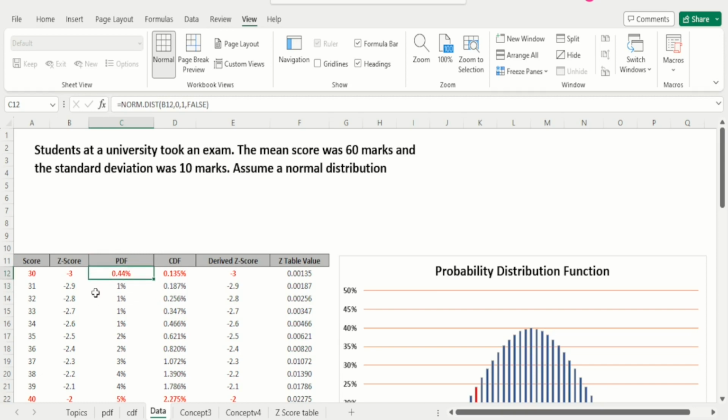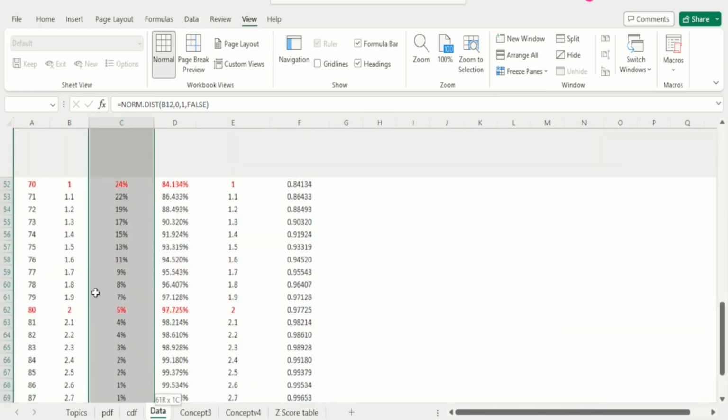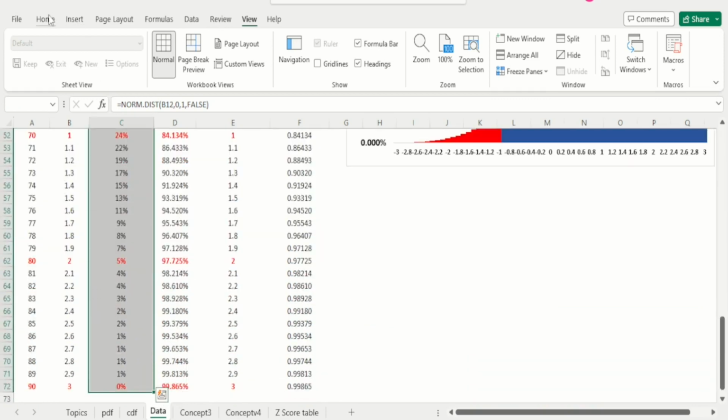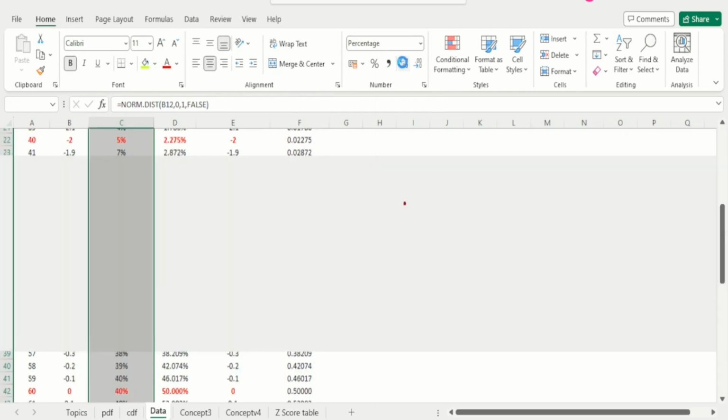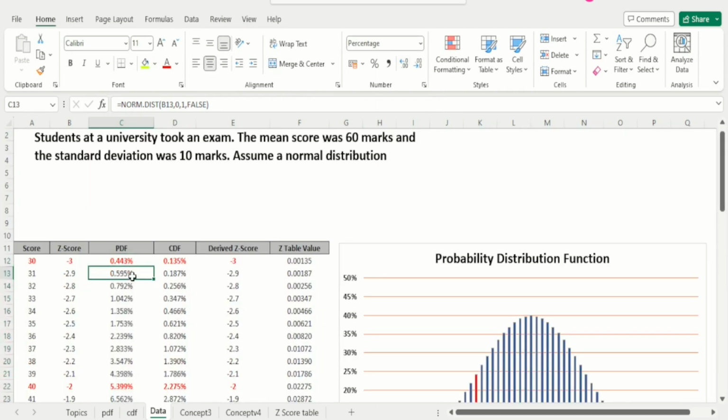So having said that, when we use the Norm.dist function to generate these values, this is what you get. Remember what this means. Each of these numbers that you see in column C under PDF represents the probability at that specific point. So 0.44% is the probability density of minus 3 in this distribution. That's the implication. That's the meaning of this.